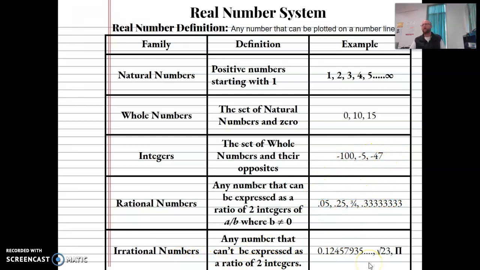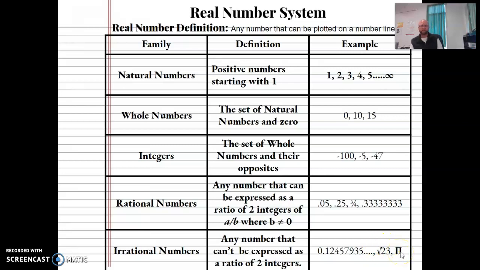The last set of numbers you have is irrational numbers. These are numbers that cannot be expressed as a ratio of two integers. Basically, a non-terminating, non-repeating decimal is considered an irrational number. Or a square root of a non-perfect square. I'll talk more about square roots as we move through. But for example, the square root of 23, right? And that is what would be considered an irrational number. And then the last one is pi.